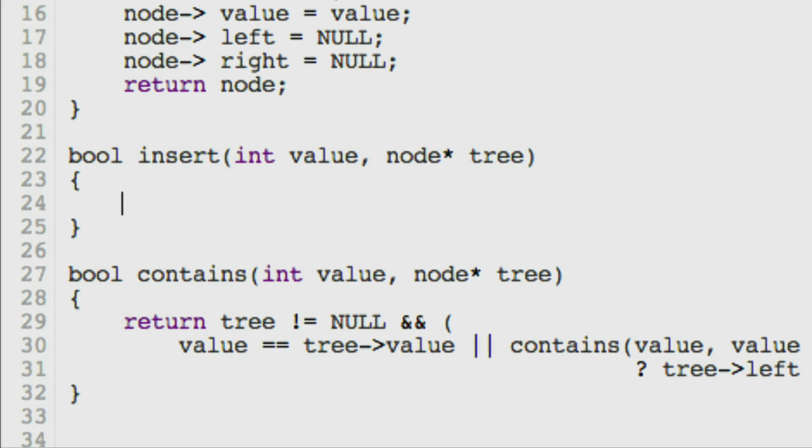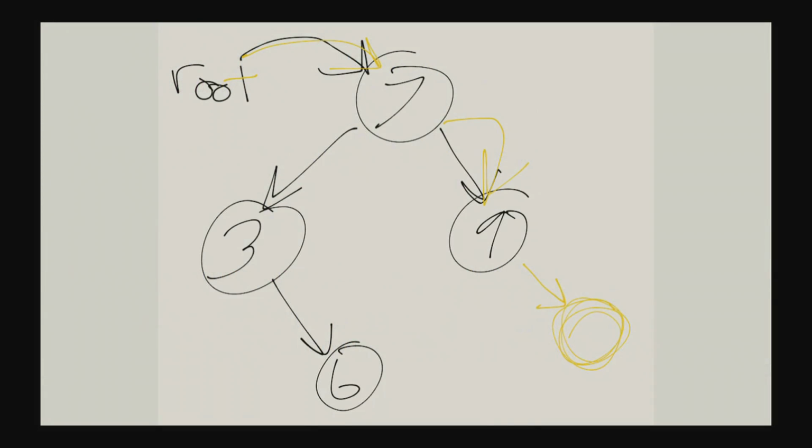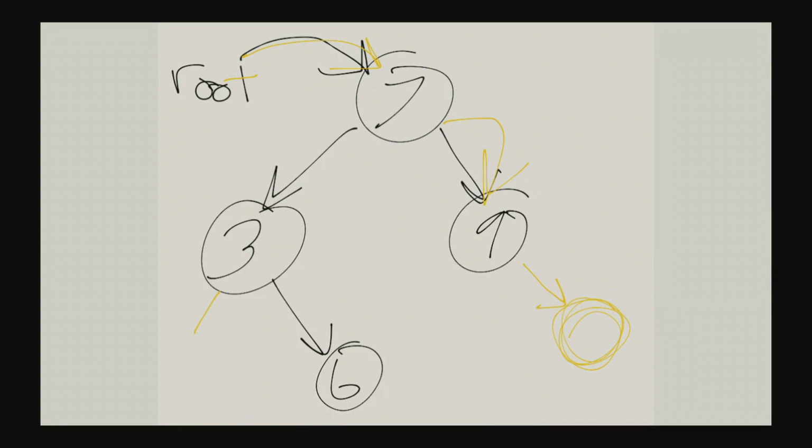I'll take a slight break to think about the logic of insert if you can't think of it. So basically, you will only ever be inserting at leaves. Like if I insert 1, then I'm inevitably going to be inserting 1 over here. Or if I insert 4, I'm going to be inserting 4 over here. So no matter what you do, you're going to be inserting at a leaf.